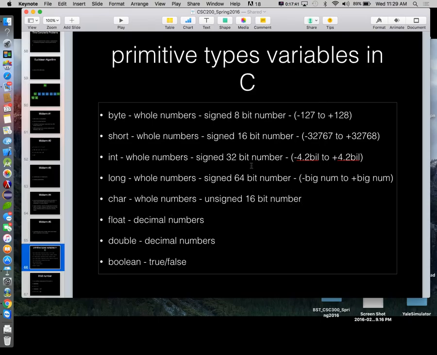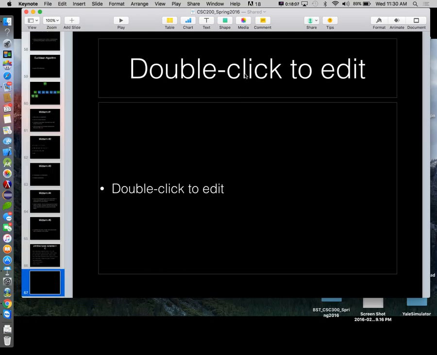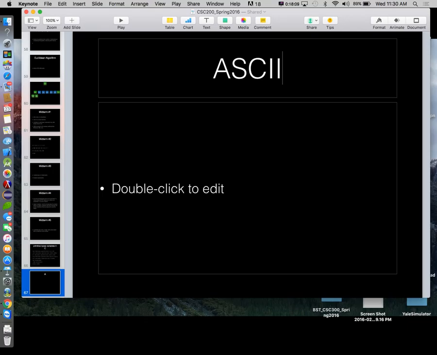Finally, this unsigned char thing, this is 0 to 65,535, which I think you'll find if you take the absolute value of both of these numbers and add them together, you get that. All right. So this is the same as our signed 16-bit number, except we don't have to store negatives. So this is 0 to 65,535. And what that's actually related to is this conversation of ASCII versus Unicode.